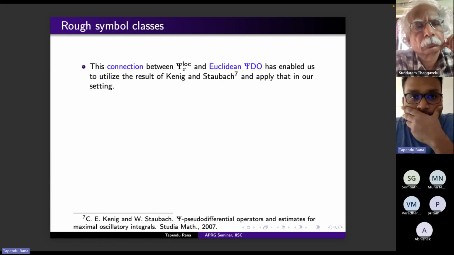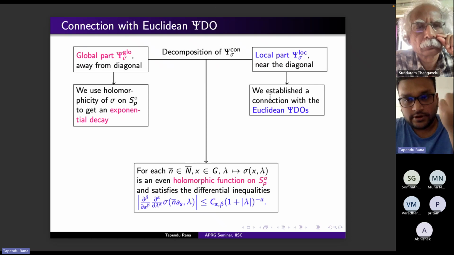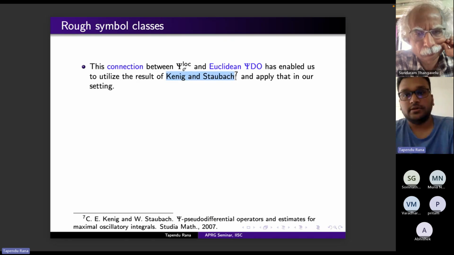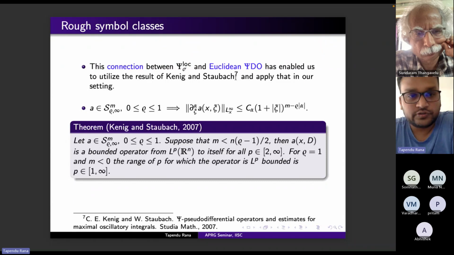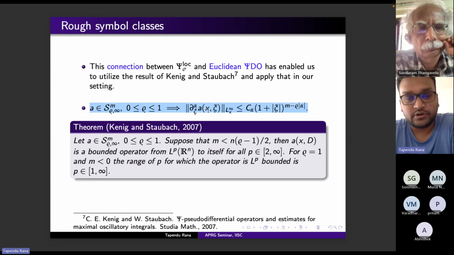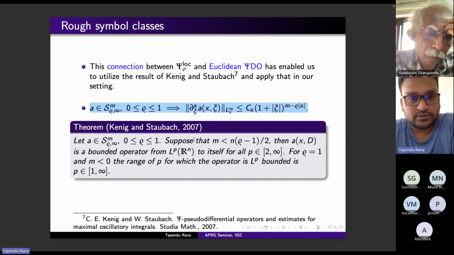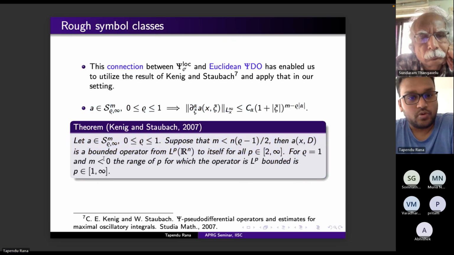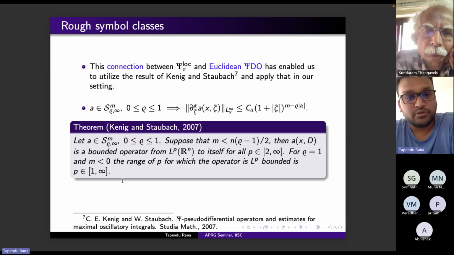Okay. So this connection with the equivalence filter operator actually helps us to utilize the results of Koenig and Stauber and apply them in our setting. To recall, Koenig and Stauber introduced this symbol class in the equivalence setting, which contains all functions which don't have any regularity in the space variable but satisfy this kind of inequality on the dual variable. They showed that for rho equal to 1 and a belonging to S^m_{rho,infinity} for m less than 0, the associated Fourier multiplier operator is L^p bounded for p in (1, infinity).